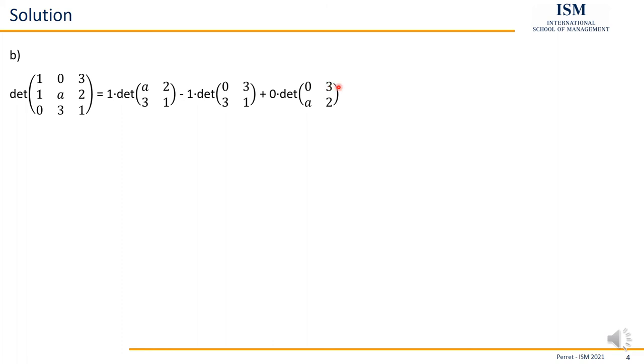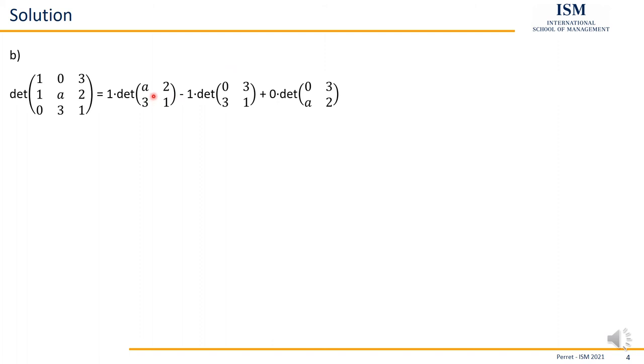Now, I said select a column or a row with as many zeros as possible. Because if I have a 0 here, I could stop calculating the stuff back here, because multiplied with 0, this is always 0. So I leave this out in the next few steps. So this reduces to only those two parts.